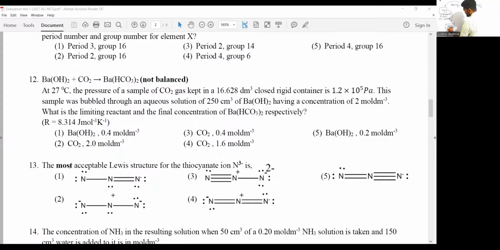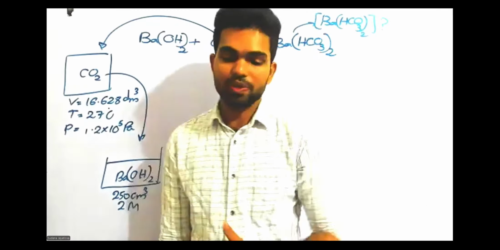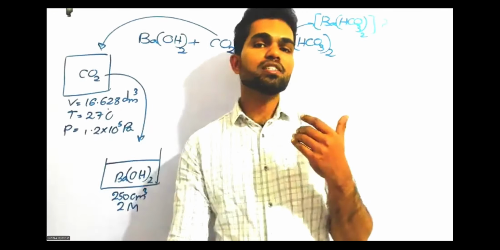Have they given us the concentration of that? Yes, it is 2 moles per decimeter cube. From that we can find the barium hydroxide moles. It's asking what the limiting reactant is and the final concentration of barium bicarbonate, which is the name we give for this compound. So let's see how to do that question. Now listen carefully. It's not a difficult one, but it will remind you of all the theories about this particular question. We have a name for this type of question.